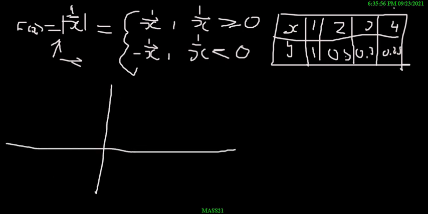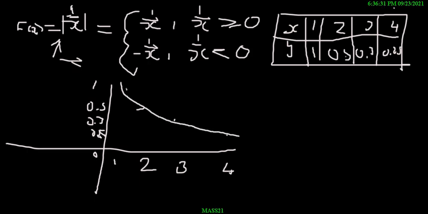So our graph is going to be, we've got 1, 2, 3, 4. I've got 1 there, 0.5, 0.3, 0.25. You can see that the graph is going like this. So you can also see that the other half of the graph is going to go like this.